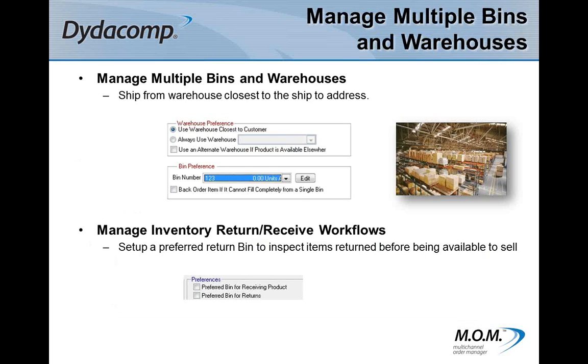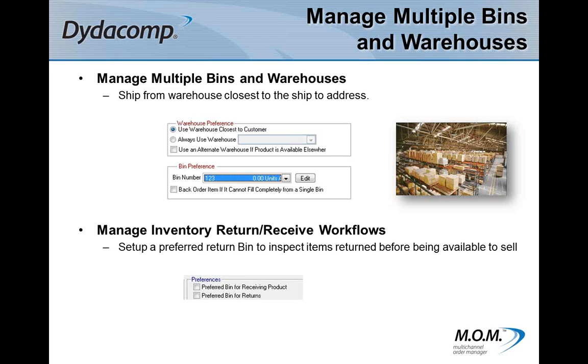With regards to the bins and warehouses, you can see here the default setting up top is use the warehouse that's closest to the customer. So if you have a warehouse in California and a warehouse in New Jersey, if the consumer is in Pennsylvania, it'll automatically try to ship the product from the New Jersey warehouse. So this will help lower your shipping costs for getting the product out the door.